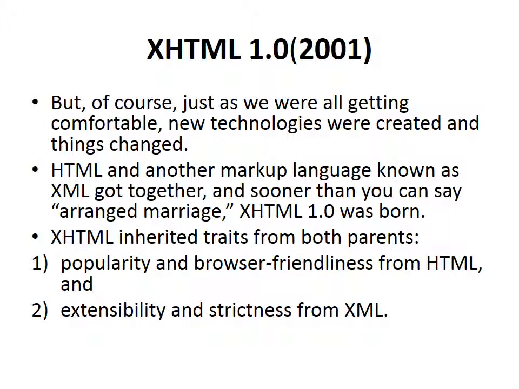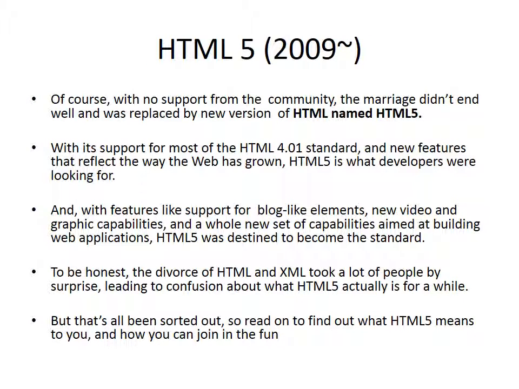In 2001, HTML and another markup language known as XML got together, and sooner than you can say arranged marriage, XHTML 1.0 was born. XHTML had browser friendliness from HTML, and extensibility and strictness from XML. XHTML was not supported by the community and was replaced by a new version of HTML named HTML5.